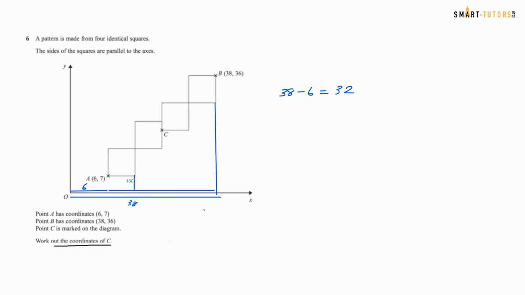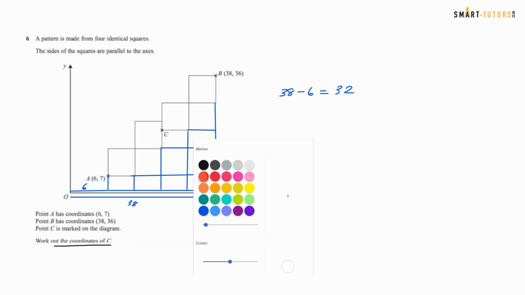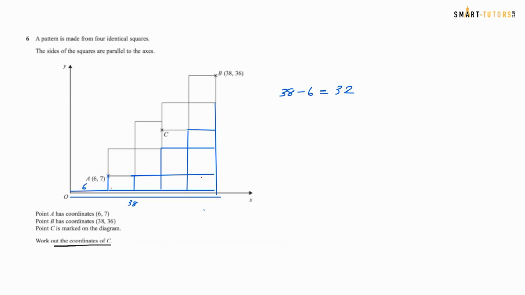So let me draw the lines, then you can see clearly. Right, so now we have the 32 from here to here, made by 4 squares. So 32 is going to be divided by 4, which is 8. So each square has a length of 8. So this is going to be 8, 8, 8, 8.